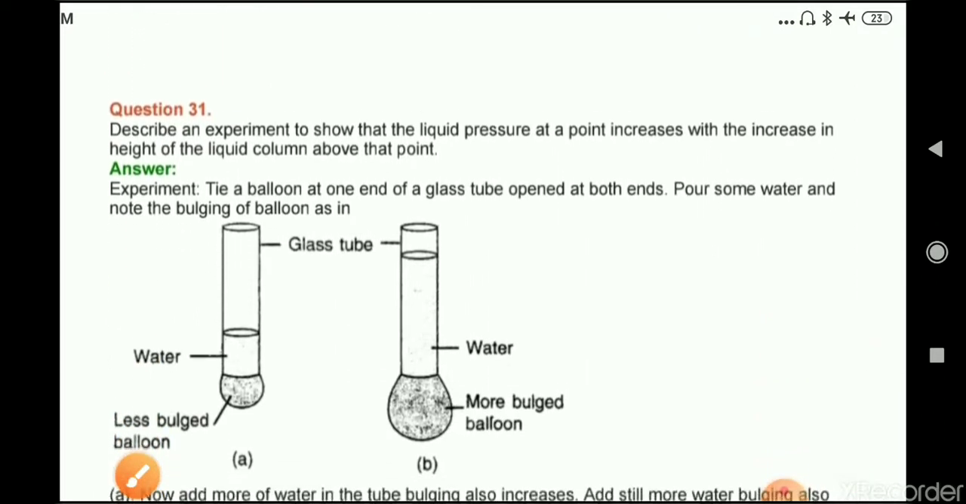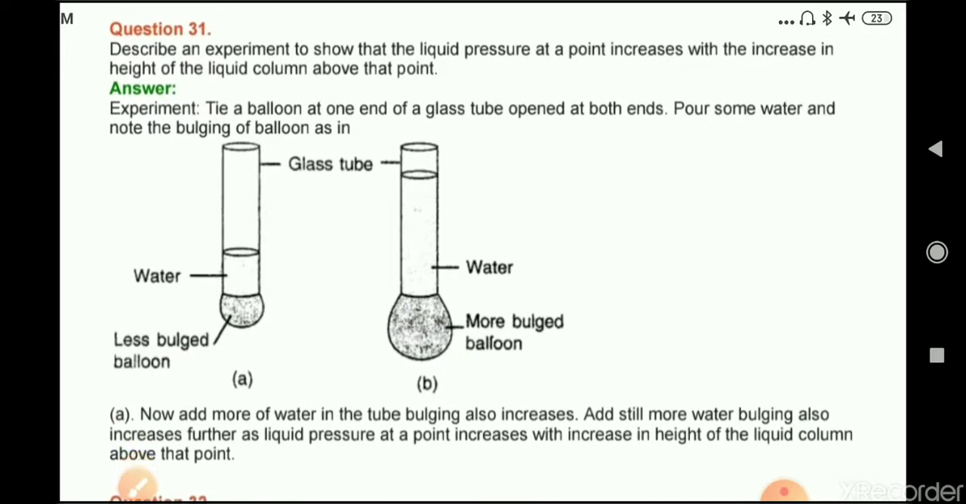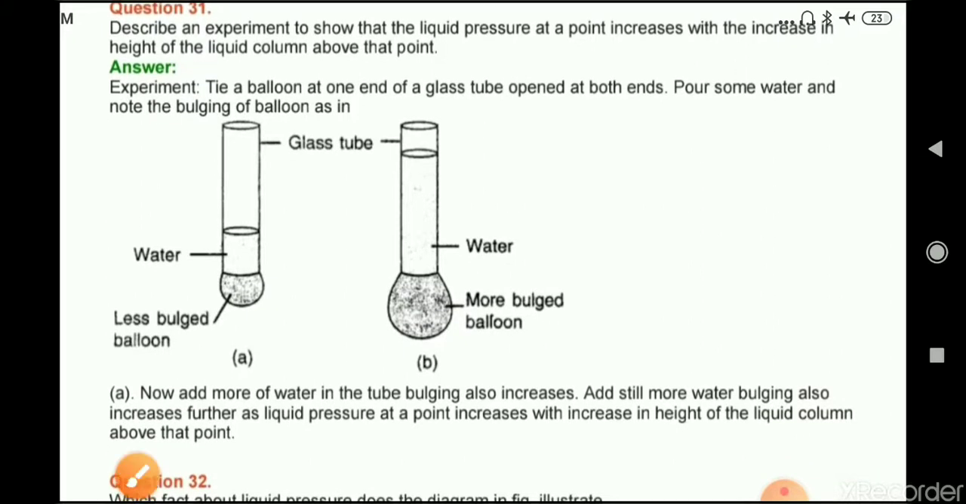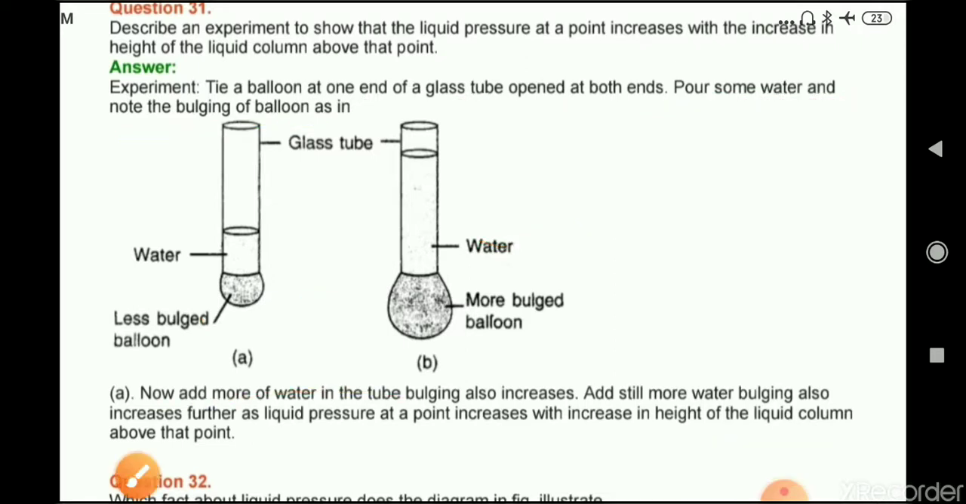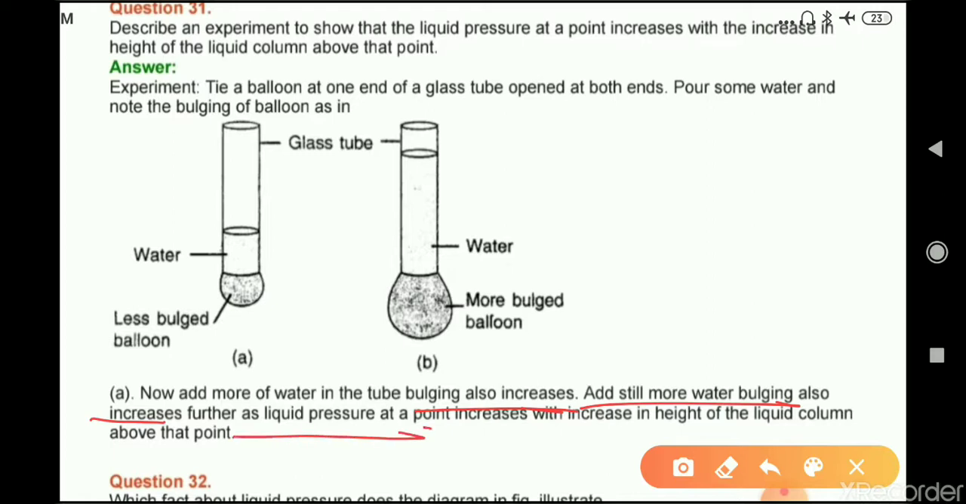Next, question number 31. Describe an experiment to show that liquid pressure at a point increases with increase in height of the liquid column above that point. So you have to write down this experiment. Tie a balloon at the end of a glass tube opened at both ends. Pour some water and note the bulging of the balloon, as you can see in this figure. Now add more water in the tube. Bulging also increases. Add still more water. Bulging also increases further, as liquid pressure at a point increases with increase in height of the liquid column above that point.